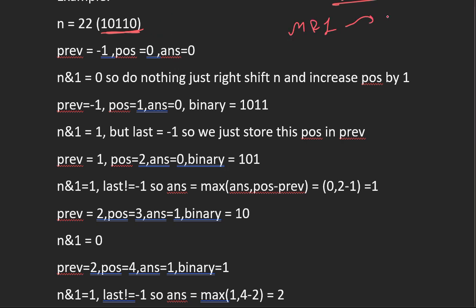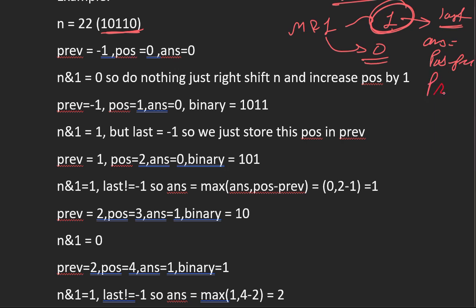So what are the possible cases? N and 1 will give us 1 if the current bit is 1, else the current bit is 0. If the current bit is 1, we check whether there is some last one present or not. If the last one is present, then we update the answer by current position minus previous position. Else we just update the previous by the current position. And if it is 0, then we won't be updating the answer. In that case, we just right shift the number and increase the position by 1. So these are the things that we'll do.